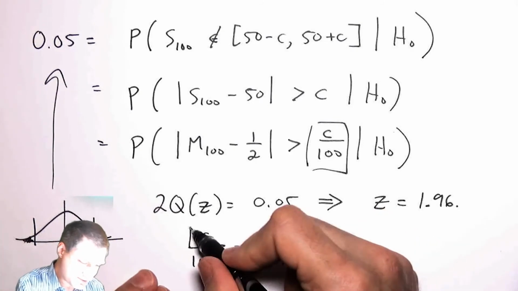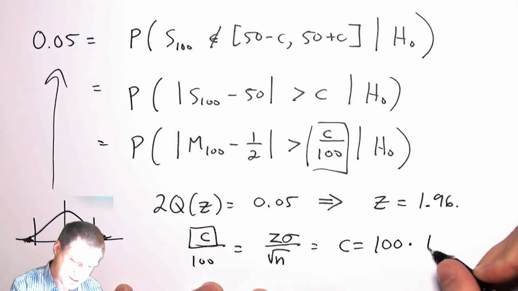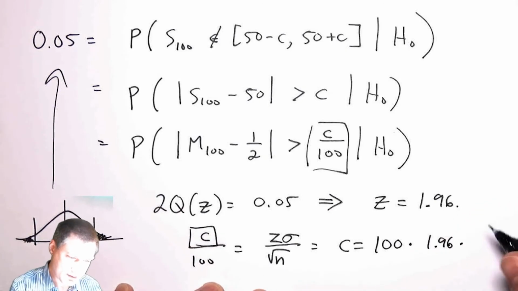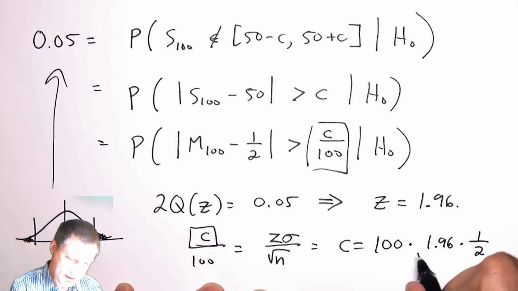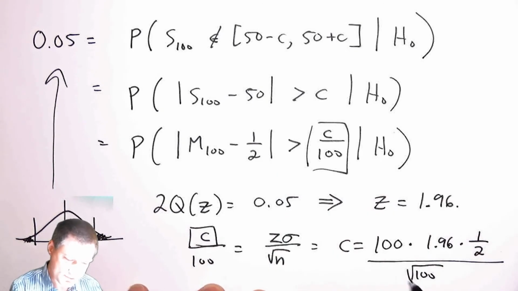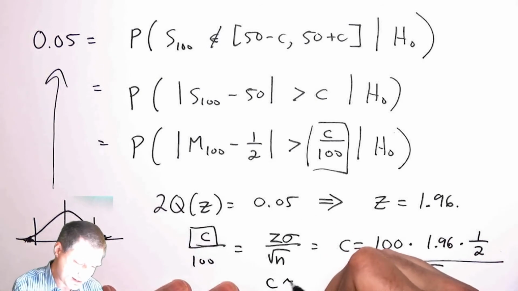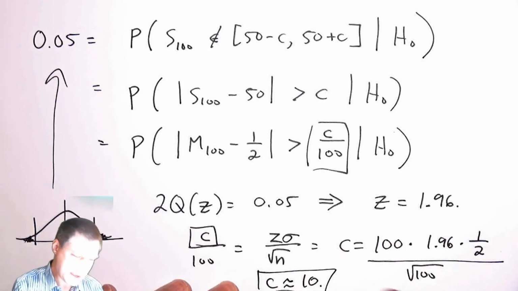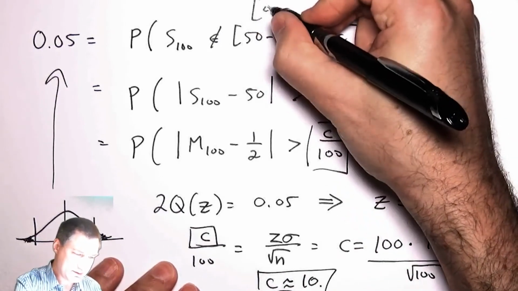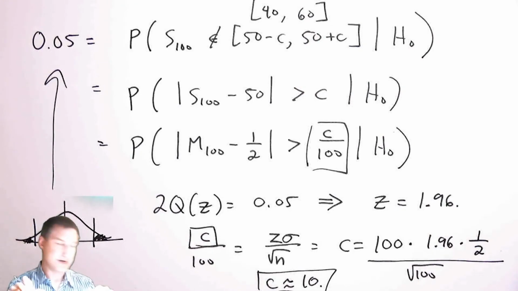What don't I know? I don't know C, right? So really what I want to say is C is equal to 100 times Z times sigma. I know that sigma for a Bernoulli random variable should be 1/2, and I divide by the square root of n, which is 100 flips, right? So I'm going to have basically 10 times what's roughly 2 divided by 2. So basically I can say that C here is going to be 10. And that tells me that my significance test at a level of 0.05 is in the range 40 to 60.